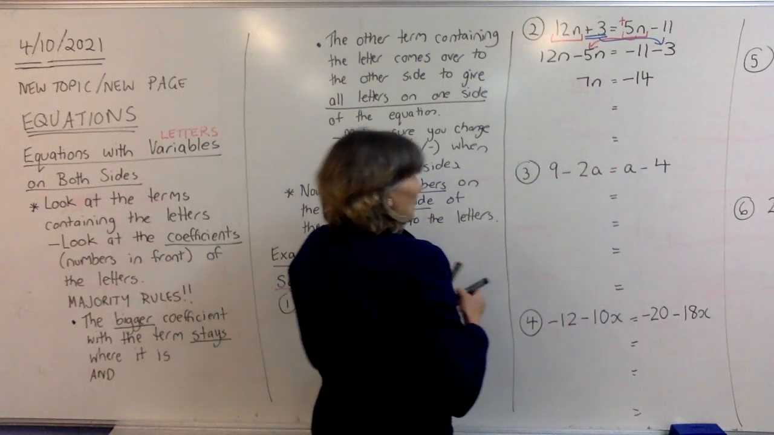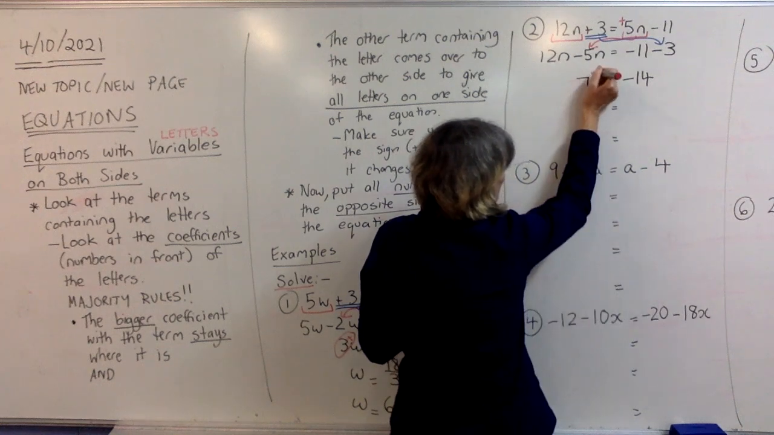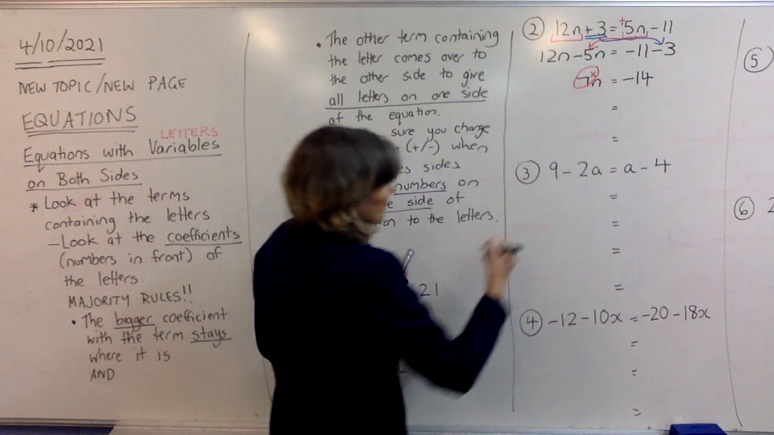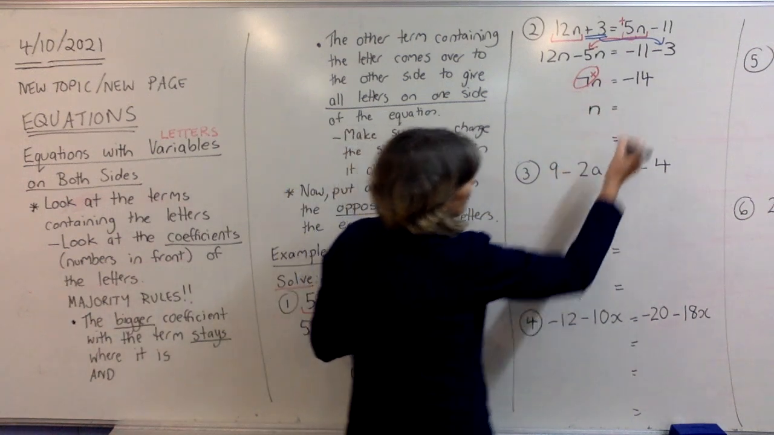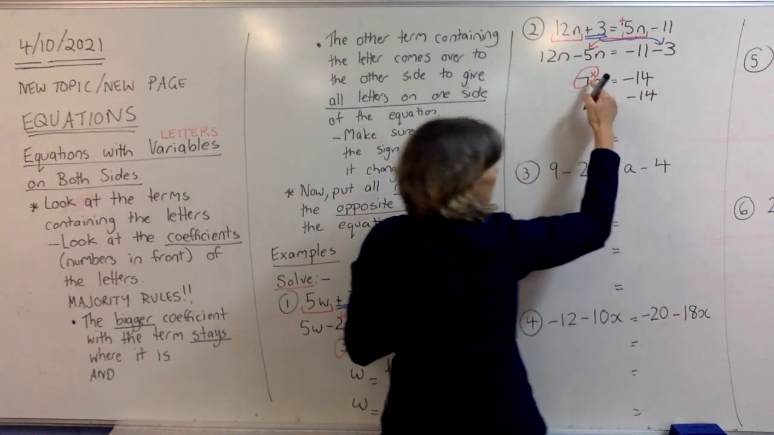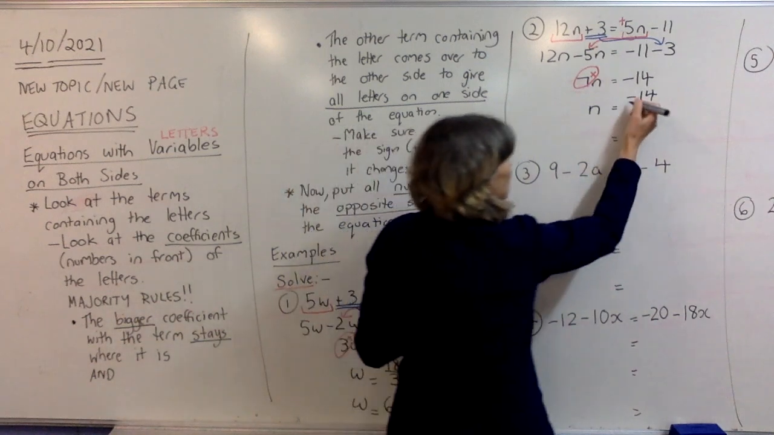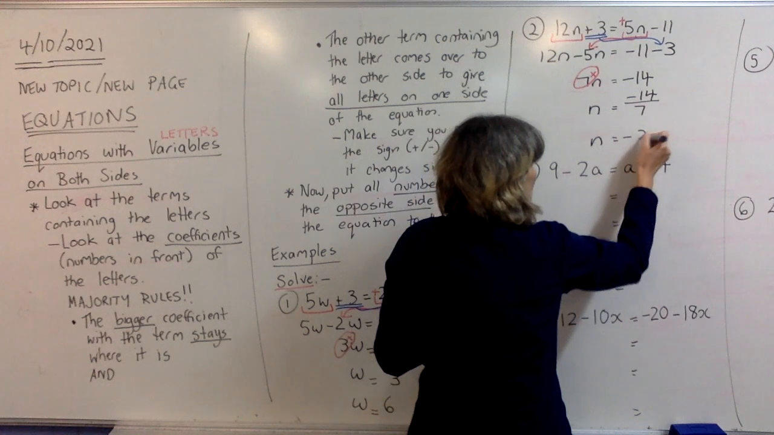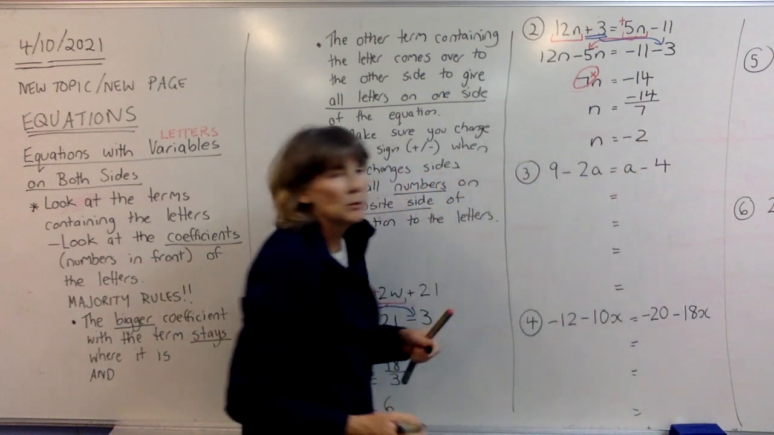Now take it slowly. We're getting rid of this 7 here, the times 7. So we're going to do the opposite on the other side. So the N is now by itself. Minus 14 we write down. The opposite of times 7 is divide by 7. And then work that out on your calculator fraction key. And you'll get N equals minus 2.